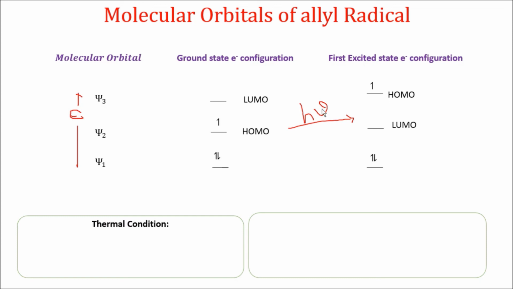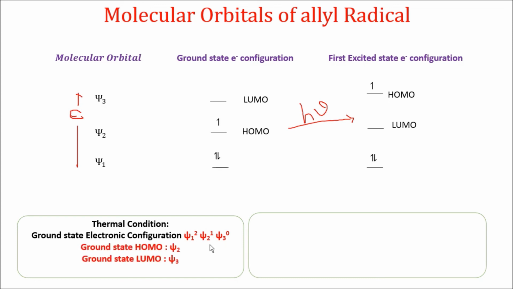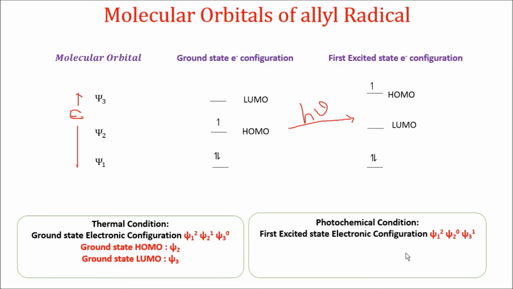Under thermal condition the electronic configuration is: Psi1 has 2 electrons, Psi2 has 1 electron, Psi3 has 0 electrons. HOMO under thermal condition is Psi2, LUMO is Psi3. Under photochemical condition, that means the first excited state, the electronic configuration is: Psi1 has 2 electrons, Psi3 has 1 electron, Psi2 has no electrons. So HOMO is Psi3 and LUMO is Psi2. Okay friends.